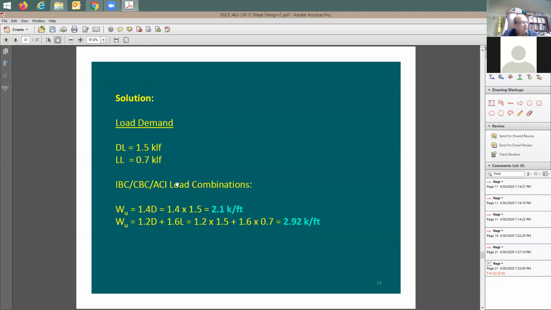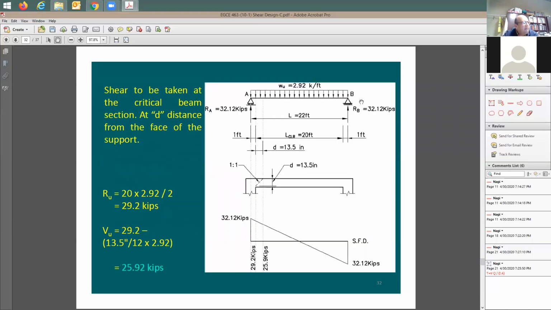In the solution here, I have the demand, dead load and live load. I can do the load combinations, 1.4 versus 1.2, 1.6, and ended up with 2.92 kip per foot. This is going to be the load demand, uniform load on the beam, 2.92 kip per foot. Here's the beam, here's the span. Center to center is 22 feet. Clear span is going to be 20 feet. I have the ultimate load of 2.92. I need to figure out the shear demand at the face of support. The face of support is going to be right here.